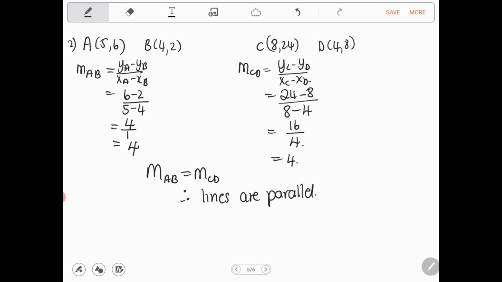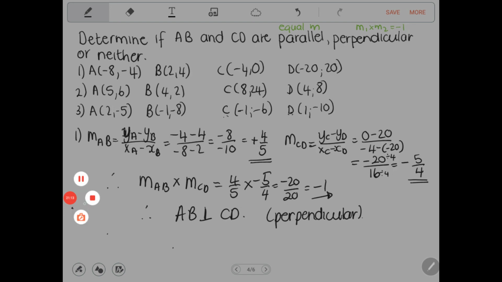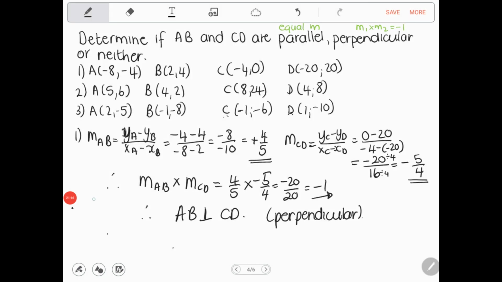All right, and then this video has gone on a bit long, so what I'm going to do is just tell you that with the last example, number 3, you get gradients for AB and CD that are not equal to each other, and the product is not equal to -1. So then we would say, well, then they are neither parallel nor perpendicular. All right, so that's just a little description of gradient and what you can do with it, proving lines parallel or perpendicular, and I'm going to give you some examples to try now.